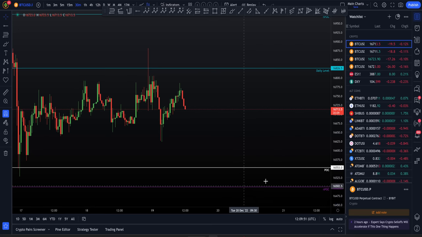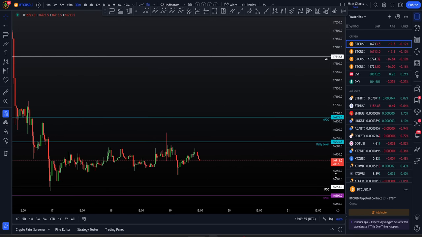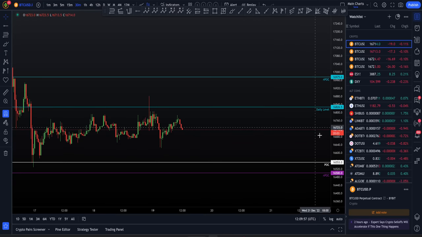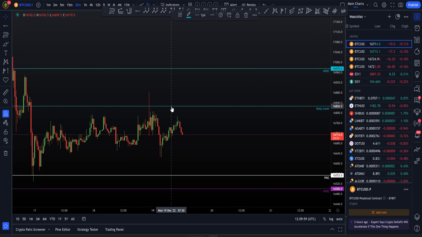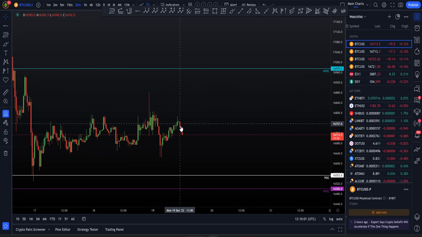Okay, but I think this NPOC is absolutely pivotal for the next few days of price action. Okay, that's the 16,500 level to the upside. If we break through the daily, which is no longer a daily level, by the way, it has been tapped, I'm going to remove it. Next would be this NPOC, which is really a zone. 100%, this is another zone.